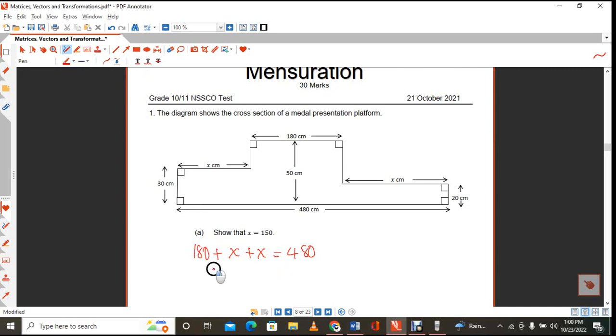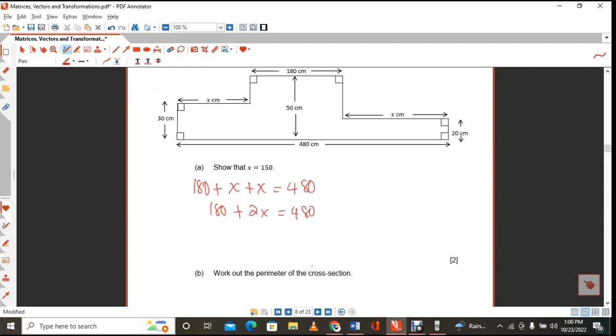So this is an equation that's 180 plus 2x, an equation in terms of x, and if I can solve for x, then I can prove that x is equal to 150. Okay, so that will be 2x equals 480 take away 180. Okay, and then x will be 480 take away 180, that's 300, divide by 2, and therefore x is equal to 150.